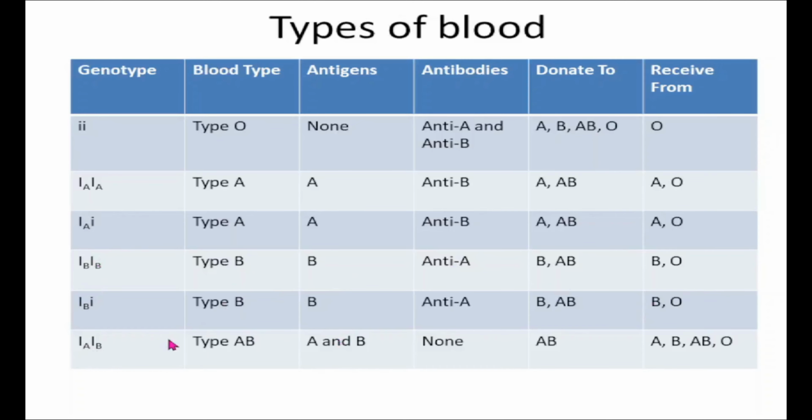In this case, the genotype for AB is capital IA and capital IB. The blood type will be AB. Antigens are A and B. There are no antibodies. As there are both type A protein and type B protein, if someone receives any kind of blood, let's say A, let's say B, let's say AB, there is no fighting, because as there is already A protein and B protein, there is nothing foreign to that body.